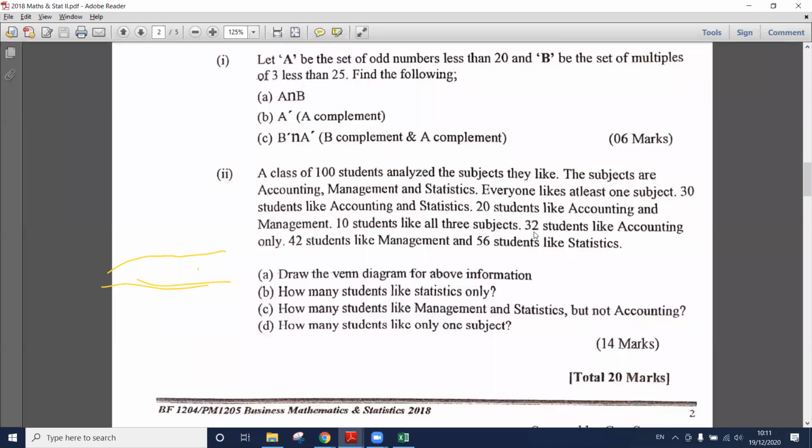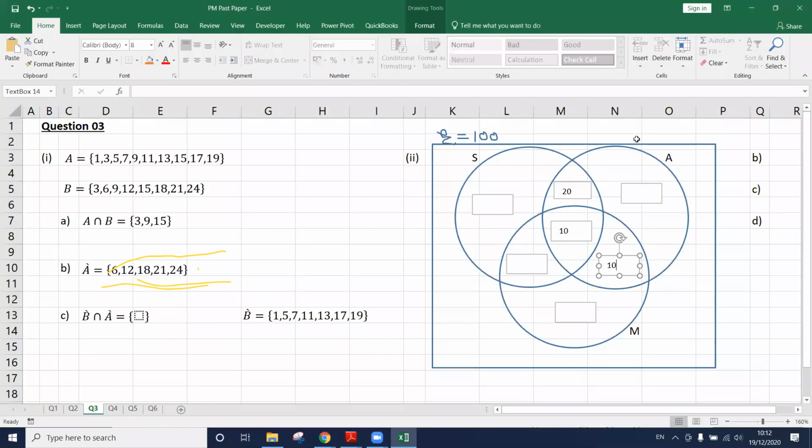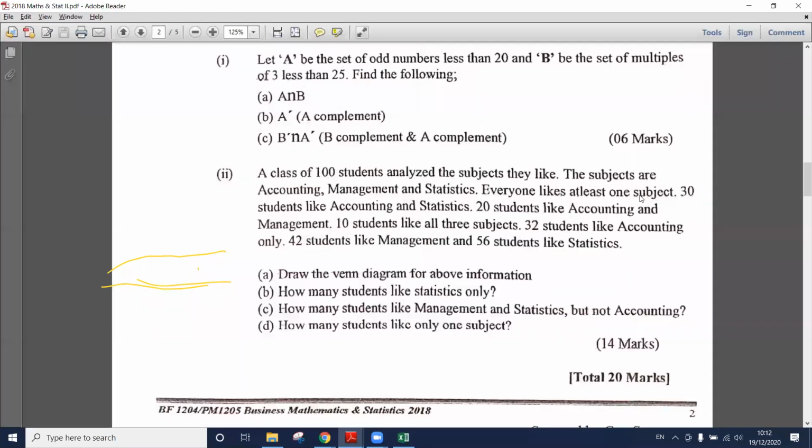Right? And 32 students like accounting only. We need to consider carefully. Accounting only, what does it talk about, in which area? It talks about this region, purely belonging to A, not shared with any other set. How many? There are 32. Right? 32 students like accounting only.